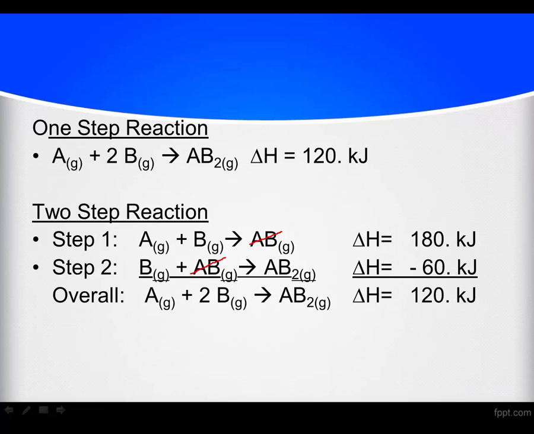We're adding these reactions together. This is one of the rules: if it exists on the reactant side and on the product side in the same amount and the same state of matter, they cancel out. Notice that on the product side, the only thing I've got left over would be AB2 as a gas. As far as the energy is concerned, 180 plus negative 60 gives us the 120.